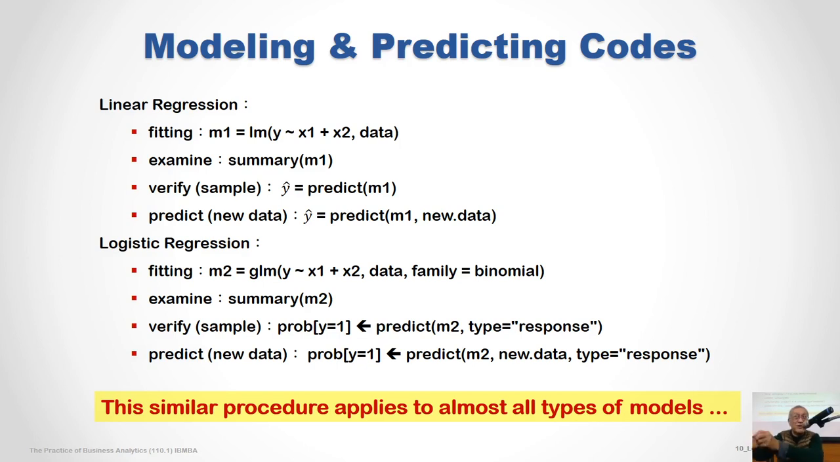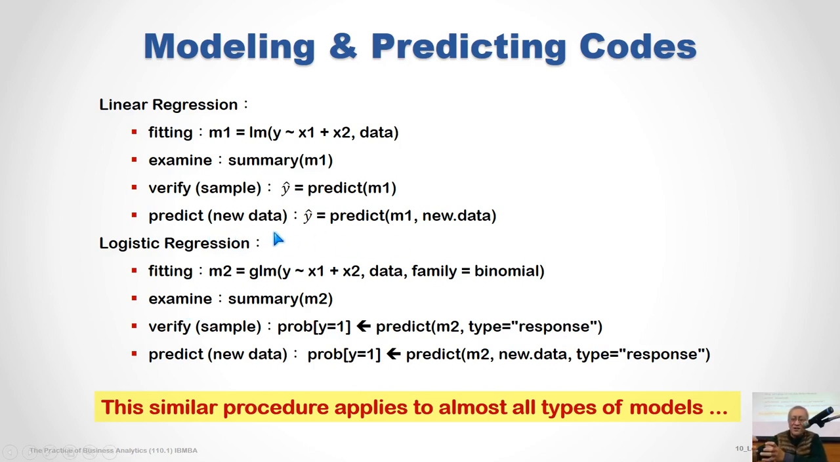As I told you, the categorical models are predicting the probability of each category. So instead of predicting y itself, we are predicting the probability that y equals 1. And in order to do that, in this predict function call, you need one more argument, which is type equals response. You got it?